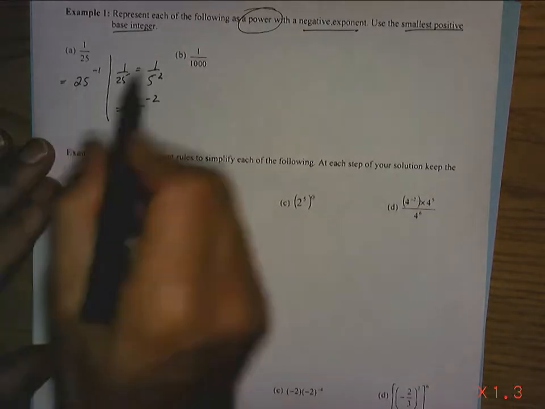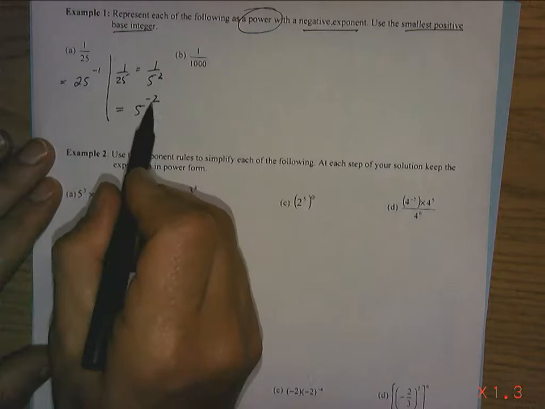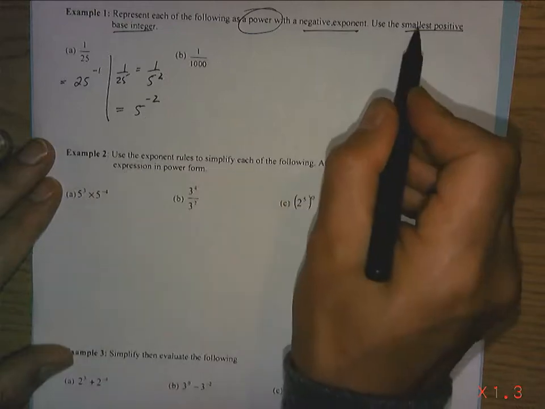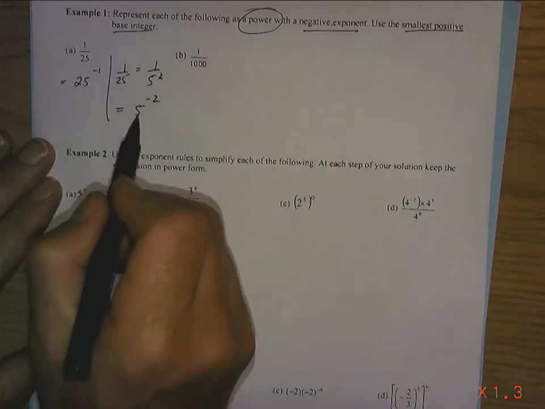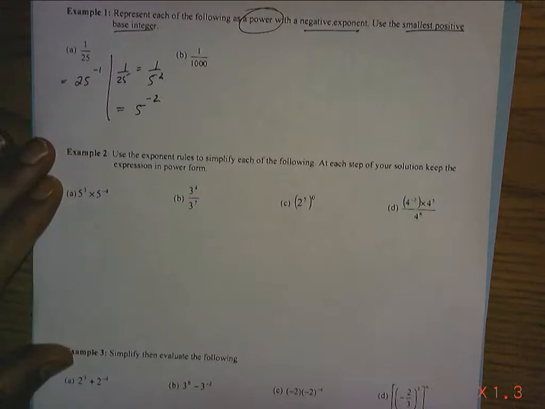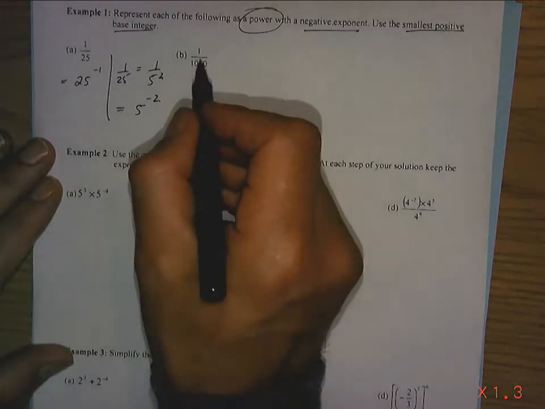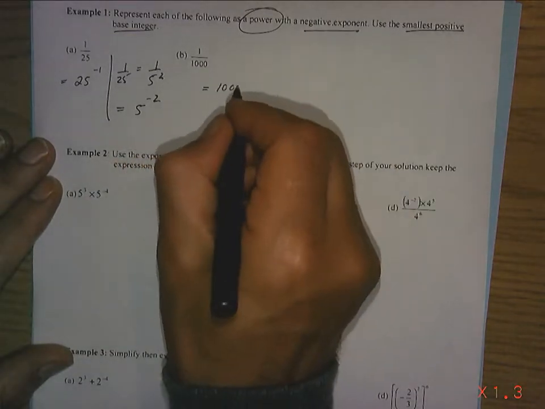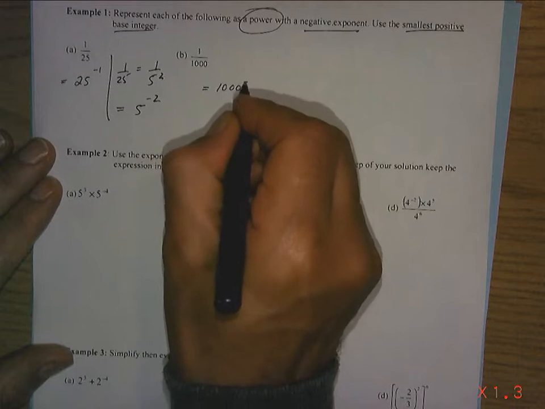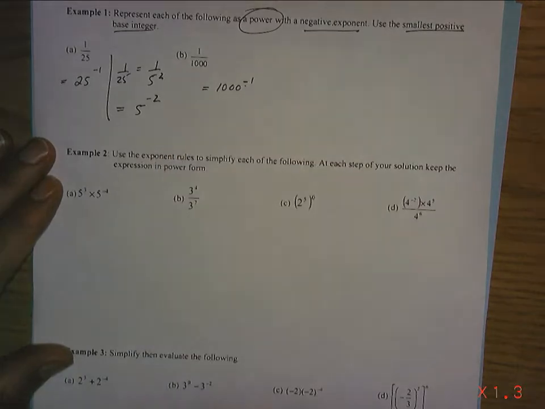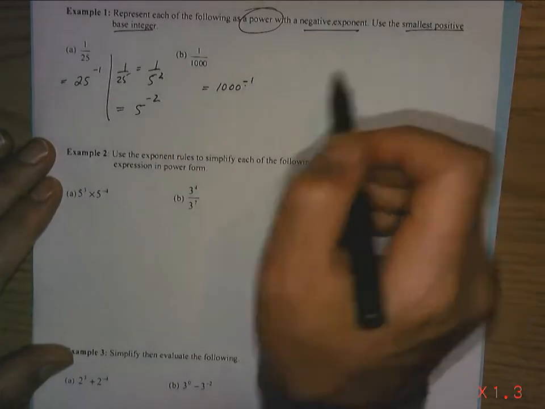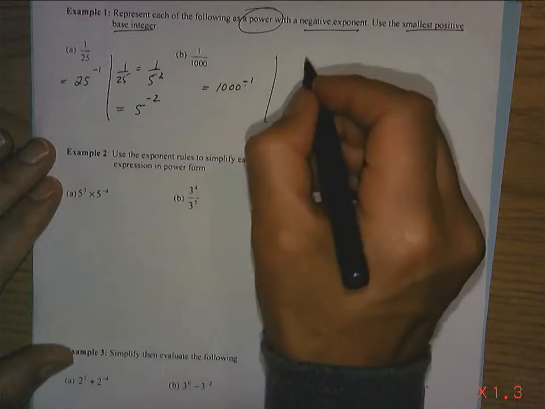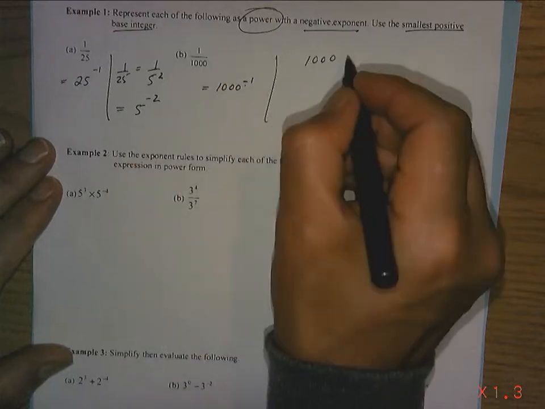So even though this is an answer for the first part, this is the answer that they're looking for because it has the smallest positive base. 5 is smaller than 25. Okay? The same is going to happen here. Just writing it as a negative exponent, this would be good enough. But it's not the smallest positive base. So we need to find out what that is as a base.